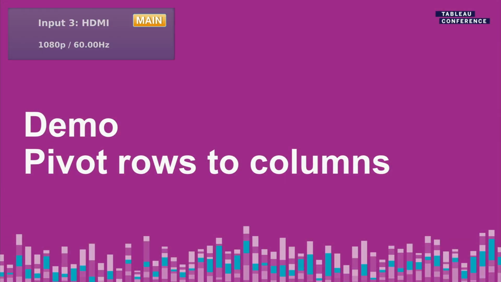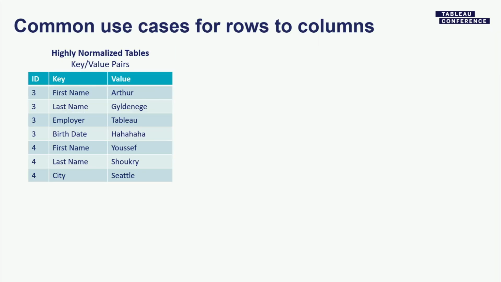Awesome. Thanks, Yusuf. Yep. So that's an example of a simple pivot of rows to columns. I just want to talk about a few other examples where you might experience this in the wild. So one is you might have highly normalized tables. It's common to have key value pairs. So for example, you have first name, last name, employer, birth date, first name, last name, city. And it's just a very generic structure that sometimes development teams or ERP systems use because they can put data in there really easily. It makes it impossible to analyze in this shape in any real way.